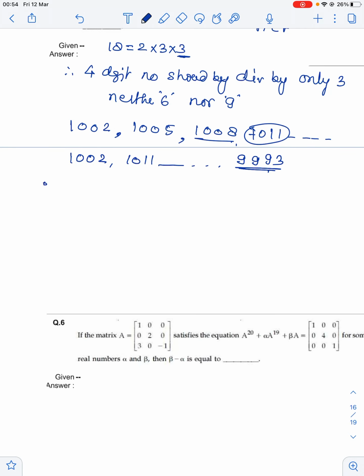So here we can say 9993 will be the last term. The first term is 1002 plus n minus 1 into 9. So when you calculate here, n comes out to be 1000.